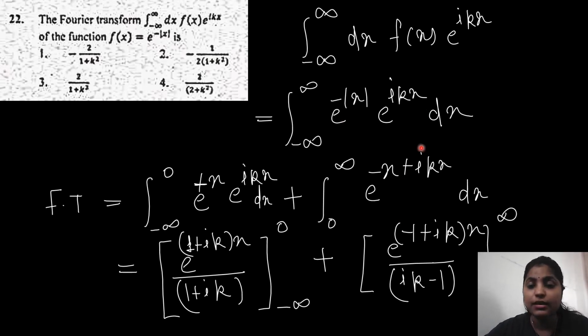These bases are same, so we can write this as e to the power x plus ikx. Here we can write it as e to the power minus x plus ikx. Now integrate it. So integration of e to the power x is e to the power x, and integration of e to the power alpha x is e to the power alpha x upon alpha. Here alpha is 1 plus ik. Okay. So I have integrated both the terms.